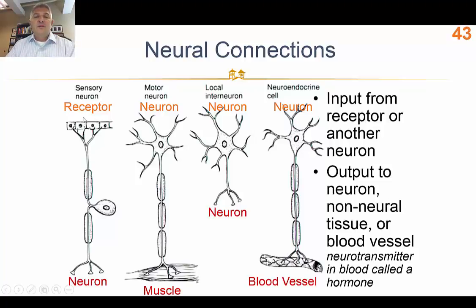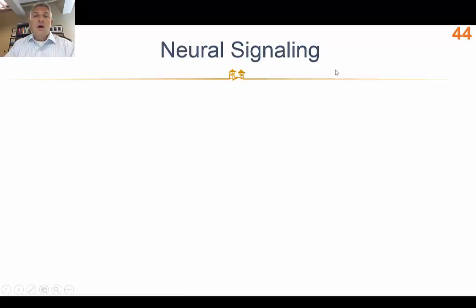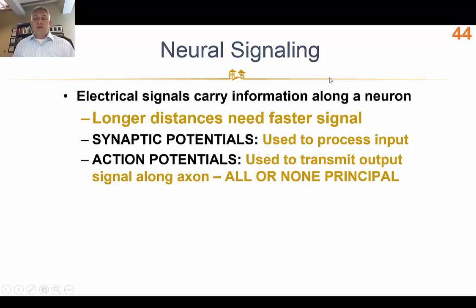So not only can neurons have different shapes and different specializations depending on what their job is, they can also be specialized in terms of where they're getting their input and where they're sending their output. All right, neural signaling. And this is where we're going to leave off for Tuesday. As we mentioned before, electrical signals are important. They carry information within a neuron.